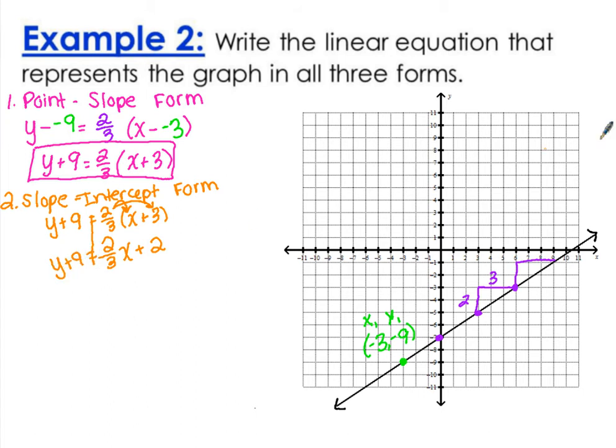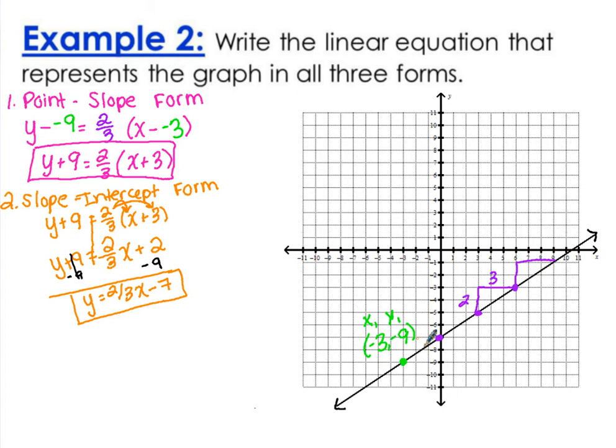Next step to get y by itself would be to move 9 to the other side. So when I move 9, I have to subtract it, and I subtract it from the 2, because again, those are the like terms, not the 2/3 x. And I'm left with y equals 2/3 x minus 7. And that is my equation in slope-intercept form.